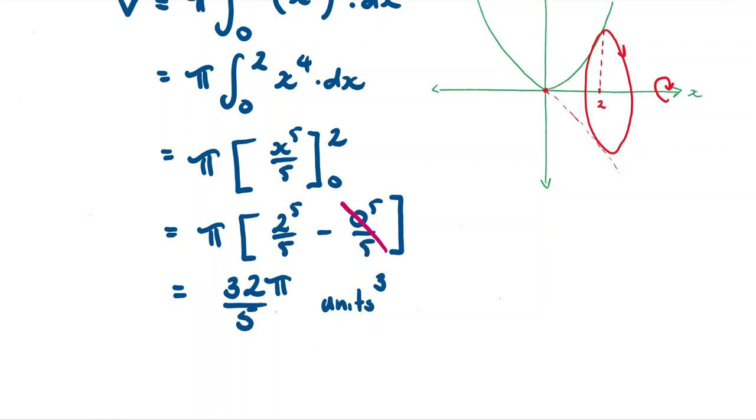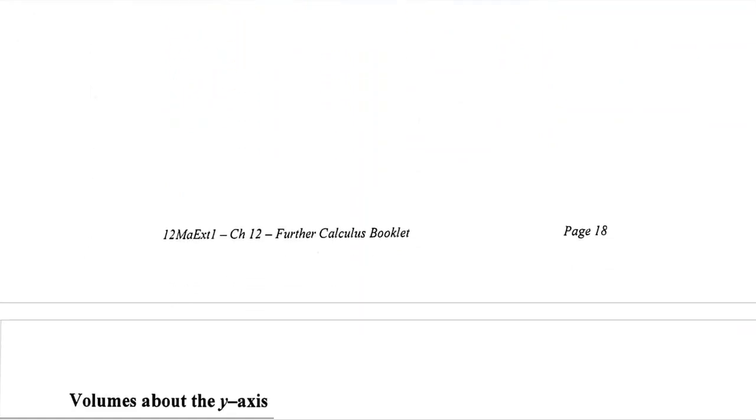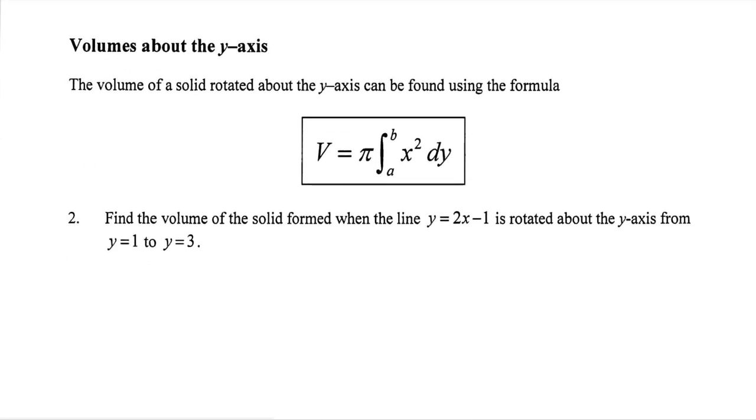Okay, let's have a look at the next question. Going to the next page, we're still doing volume obviously, but this time we want to rotate our volume around the y-axis. So the formula changes slightly. We still have the pi because we're making those circular movements. The A and the B will be what we want to find the volume between. But this time we'll want our equation in terms of x. So it'll be x squared dy.